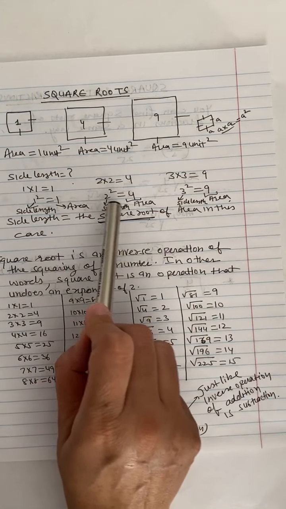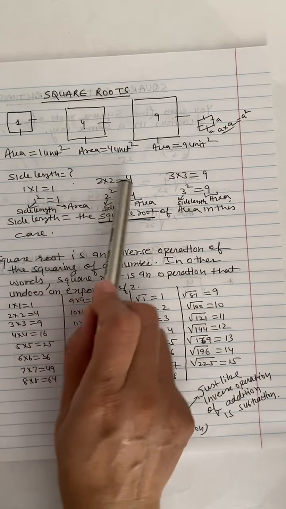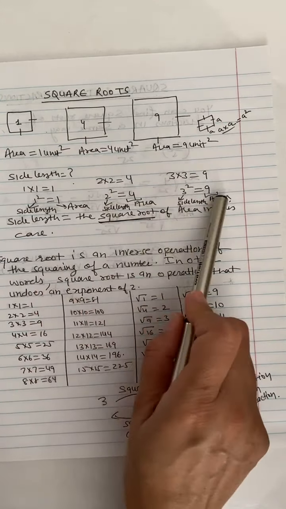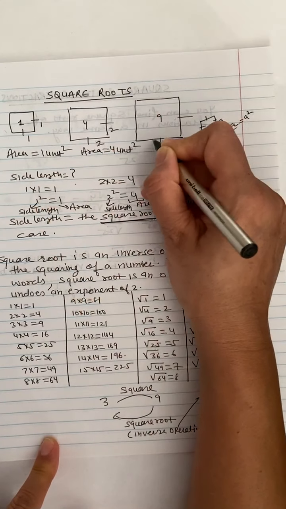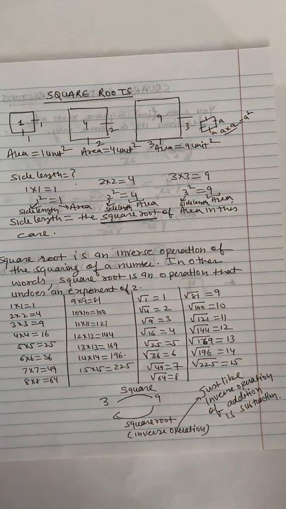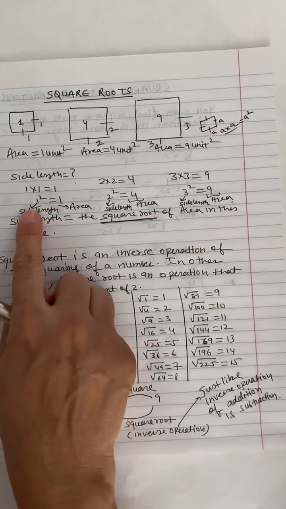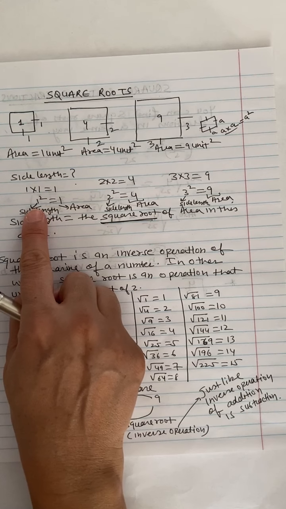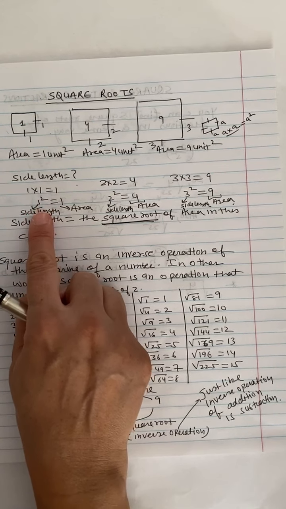Now, to find the side length, the right hand side is the area. And from the left hand side, 1 times 1 is 1, which means the side length in this case is 1. Here this is 2 and 2. And here this is 3 and 3. So the left hand side gives me the side length, but the left hand side has a square number. So to find the side length, we use the square root of the area in this case.